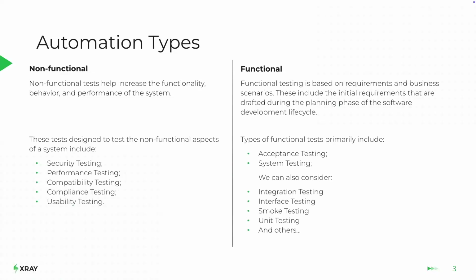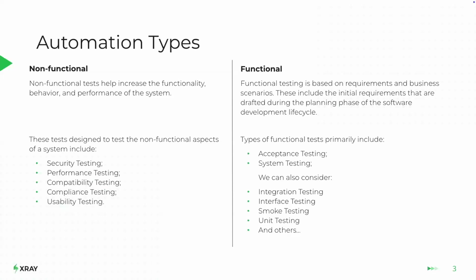Broadly, they are divided into non-functional and functional tests. Non-functional tests focus on the behavior, performance, and reliability of the system. They ensure the system operates smoothly under real-world conditions. Functional testing, on the other hand, is all about verifying that the system does what it's supposed to do, based on the requirements and business scenarios. This includes tests like acceptance testing, system testing, integration testing, smoke testing, or unit testing.